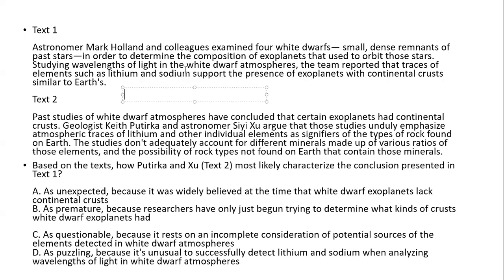So, to determine the composition of the exoplanets, they found sodium and lithium. That's why they're confirming that their continental crust, meaning the base, is similar to Earth's. Now let's go through this.